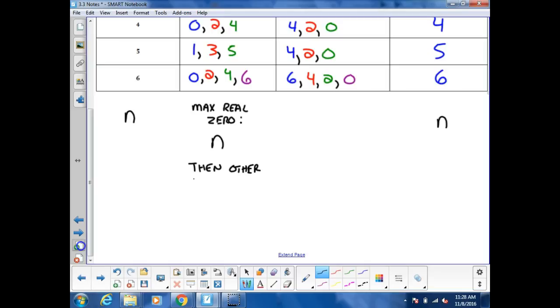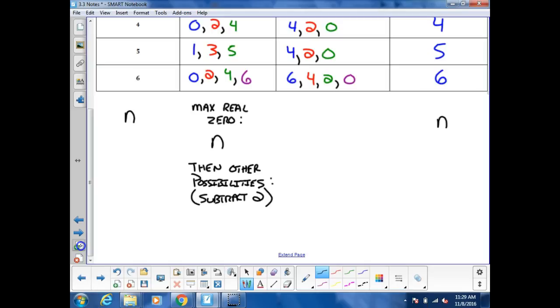So then the other possibilities, subtract 2. Okay. And then these 2 columns here, reals plus imaginaries, has to be equal to n. Okay? Real plus imaginary has to be equal to n.